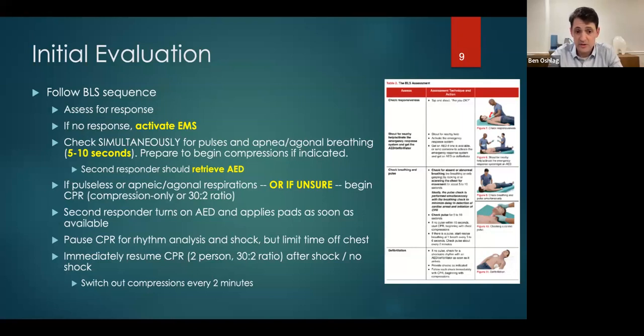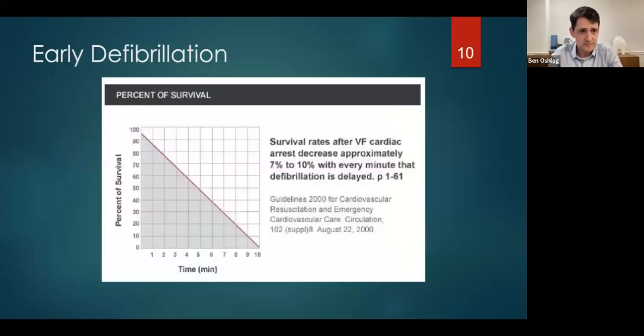And the second responder, someone else, goes to get an AED. As soon as they get back, you put it on. You only pause CPR for rhythm analysis and shock. You keep going the rest of the time. And you do 2-person CPR, switching out compressions every 2 minutes or when you get tired.